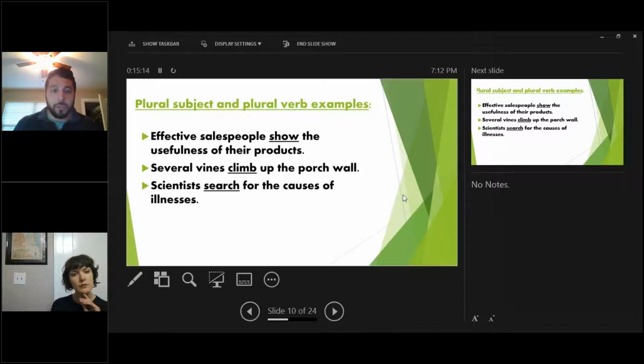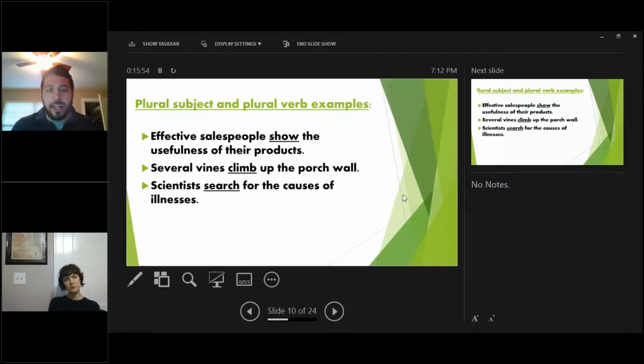Okay, so here are a couple examples of plural subjects and plural verbs and making sure that they agree. Effective salespeople show the usefulness of their products. In this instance, salespeople is a whole bunch of people all doing their own thing, so this is a plural subject. If it was one collective, like a country or some specified unit, like the sales unit shows the usefulness of their products, that would be a singular instance. But here we're talking about many salespeople, so a plural subject with a plural verb, which means no S on the end.